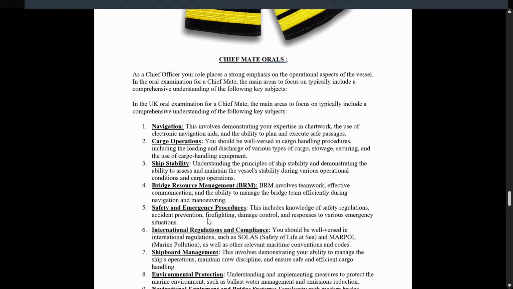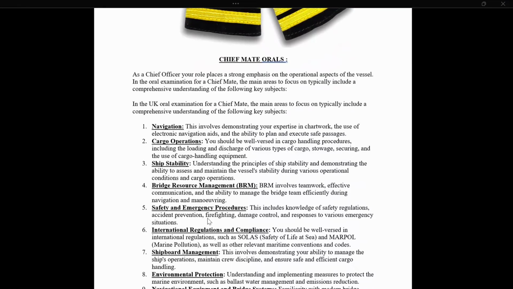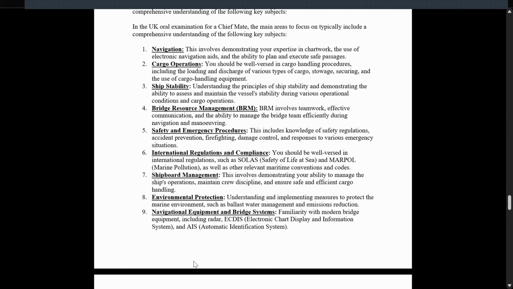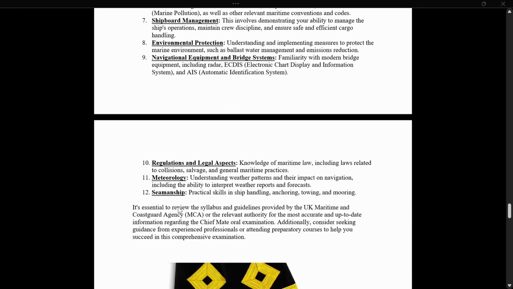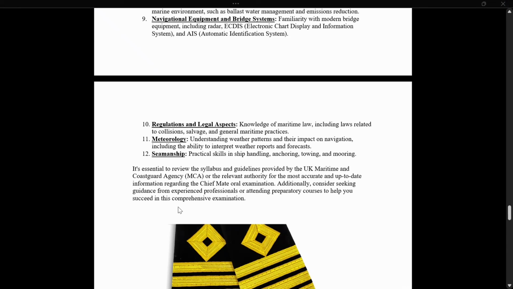Now, what is happening in the chief mate oral? As a chief officer, your basic role is that you should have strong knowledge of the day-to-day activity happening on the vessel. Everybody knows the chief mate is the heart of the ship, so they'll be testing your skills on that. Again, navigation, cargo operation, ship stability, BRM, safety and emergency procedure, international regulations like SOLAS and MARPOL, shipboard management, very, very important because you'll be managing a crew and getting the work out of them. Environmental protection, navigation equipment and bridge systems, regulation and legal aspects, MET and seamanship. That is what they are looking for in the chief mate orals.